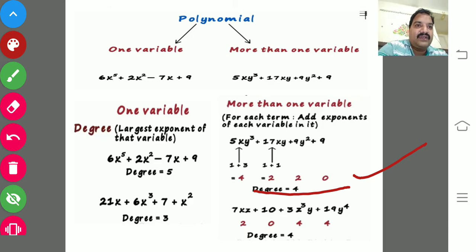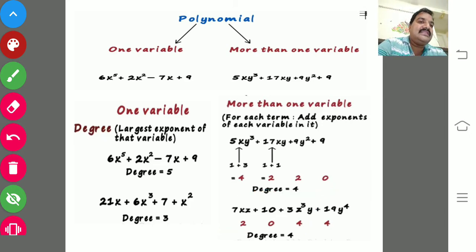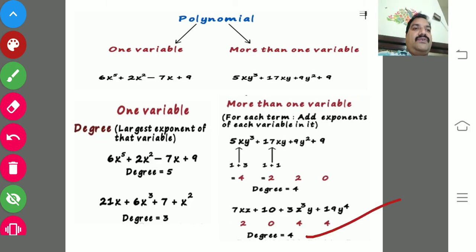And here is one more example, 7xz plus 10 plus 3z cube y plus 19y power 4. Here in 7xz, x power 1 and z power 1, 1 plus 1, 2, and 10 into x power 0, so the power is 0. In 3z cube y power 1, 3 plus 1, 4, and 19y power 4. If you observe, 2 is there, 0 is there, 4 is there, and 4 is there. What is the highest power? That is the degree of a polynomial. So here the degree is 4.